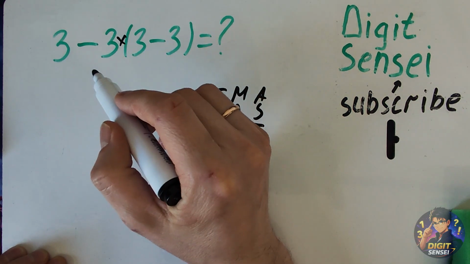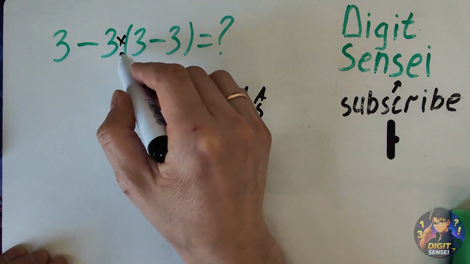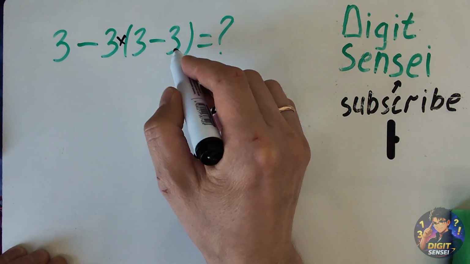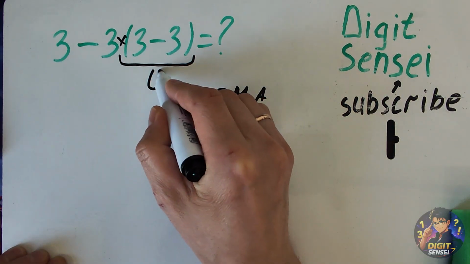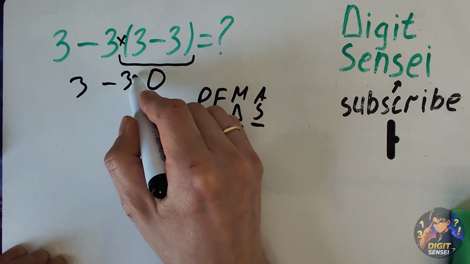Okay, so according to PEMDAS, first we have to do this parenthesis, then this multiplication, and finally this subtraction. Inside this parenthesis, we have 3 minus 3, which equals 0. So 3 minus 3, then times 0.